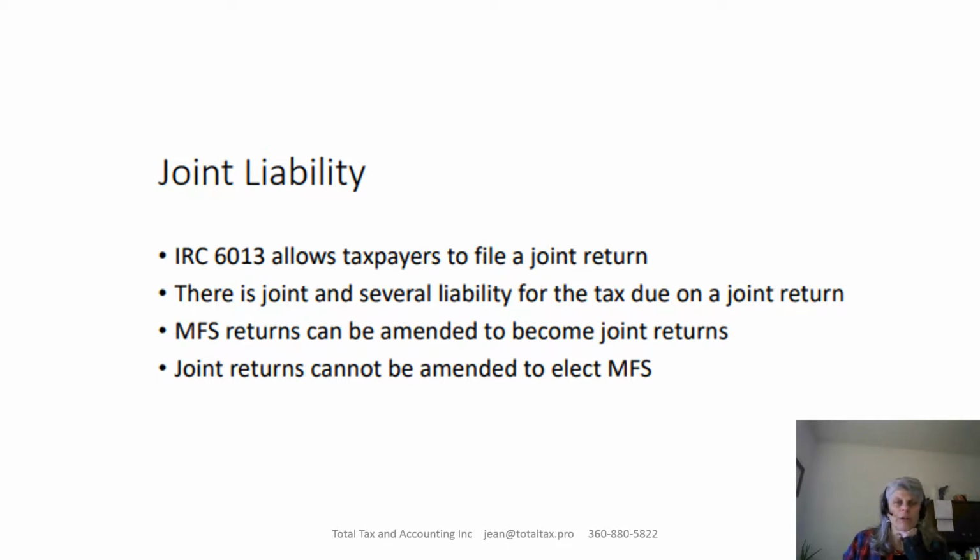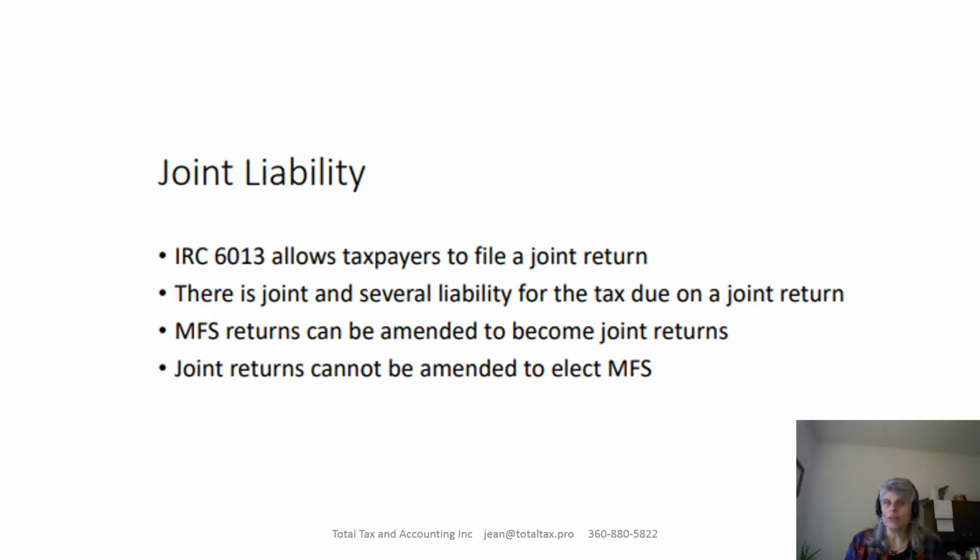So, Internal Revenue Code Section 6013 allows taxpayers to file a joint return if they're married. That includes domestic partners and same-sex unions. And in doing that, when you file jointly, you have joint and several liability for the tax due on the joint return.